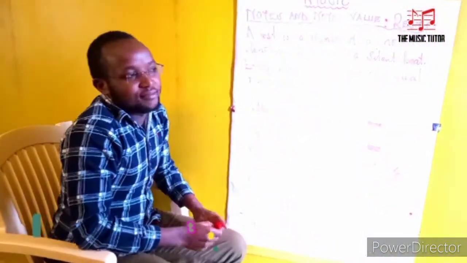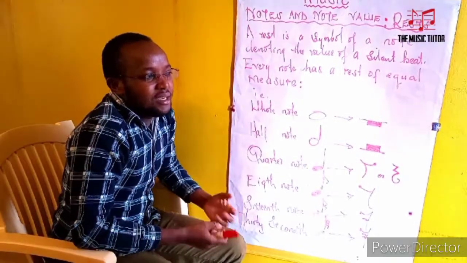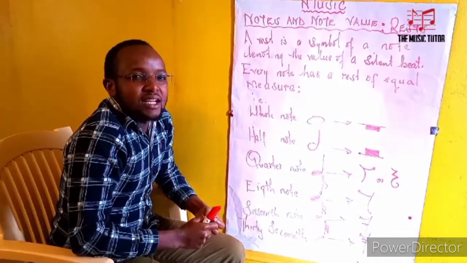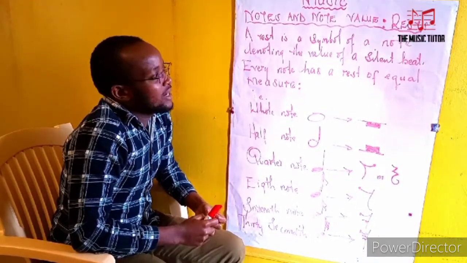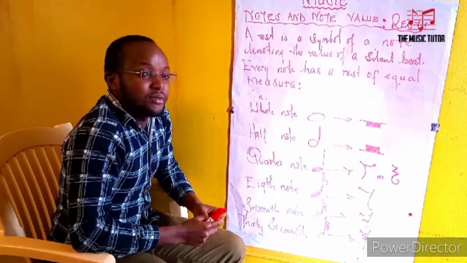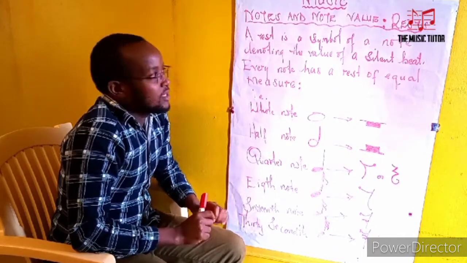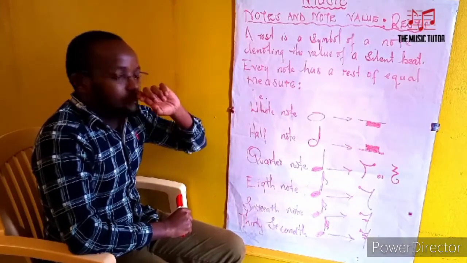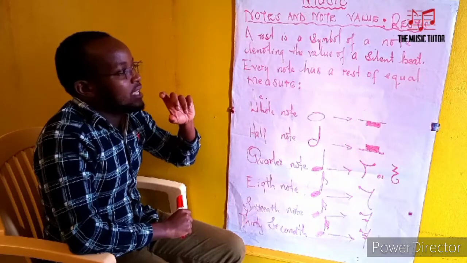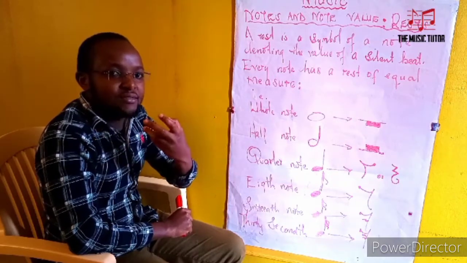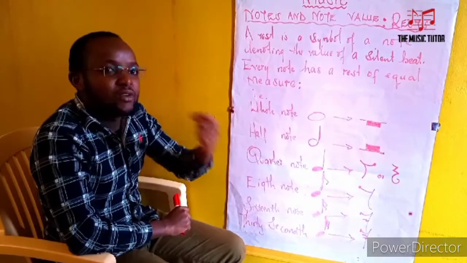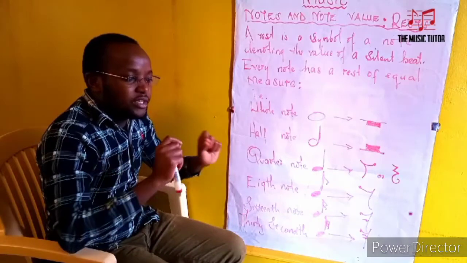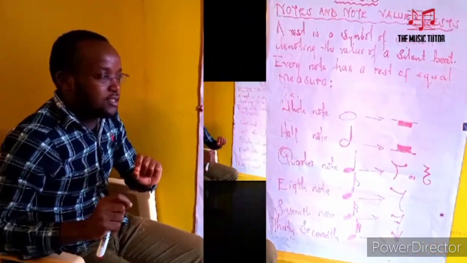What is a rest? Just as the grammatical term states, it is a moment of silence. So a rest, we can say, it is a symbol of a note that denotes the value of a silent beat. Meaning, every note that we have learnt in the former lesson has an equivalent rest, that is a corresponding value of a rest.